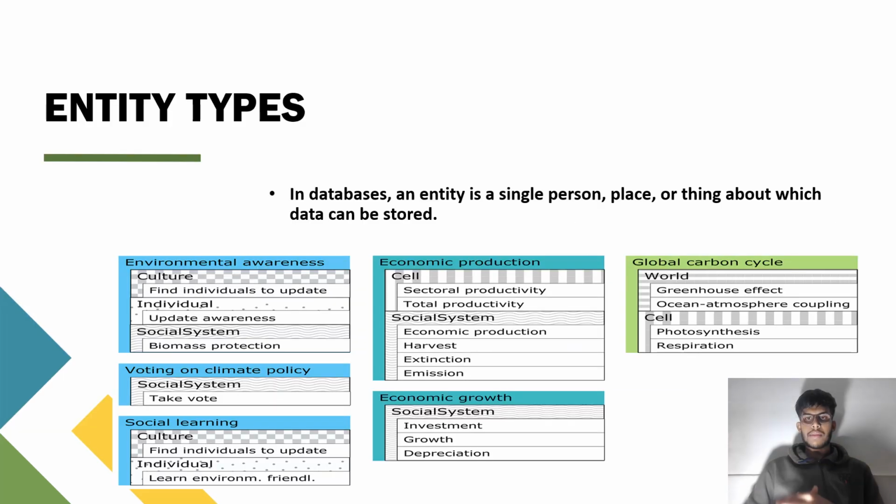So what are entity types? In a database, an entity is a single person, place, or thing about which data can be stored. Means the thing about which we store the data is called an entity. Here are different examples, like environmental awareness. In that there are different things like culture, individual, society, system. So environmental awareness is an entity, and there are different attributes, or you can say weak entities, of that particular entity. Like that only, there is economic production, in which there are cell, social system, and inside that there are different attributes.